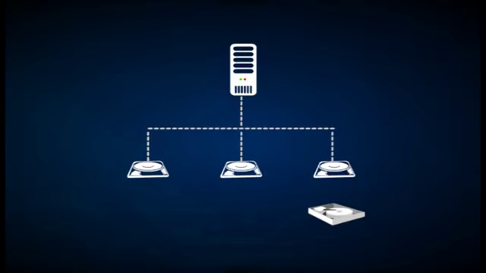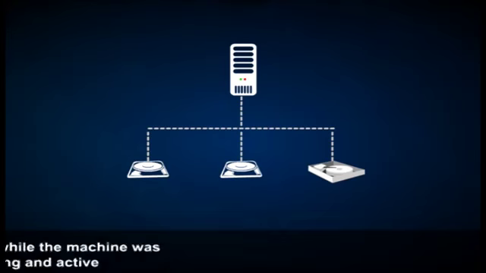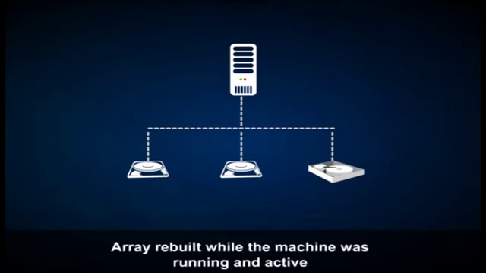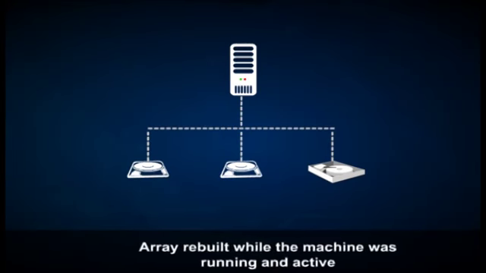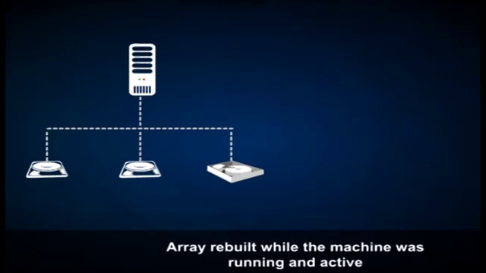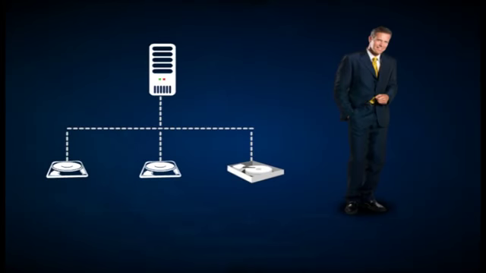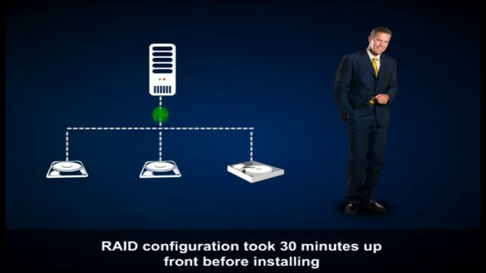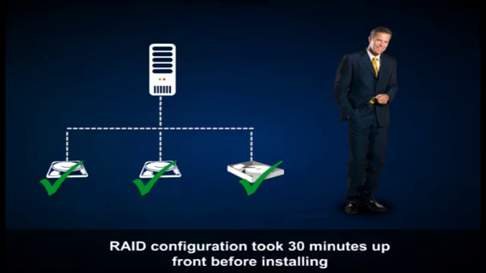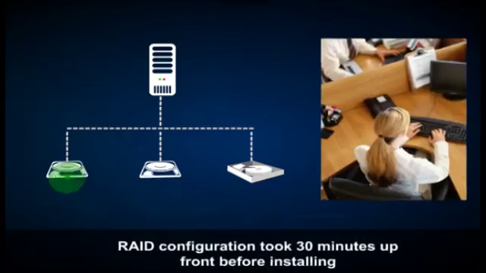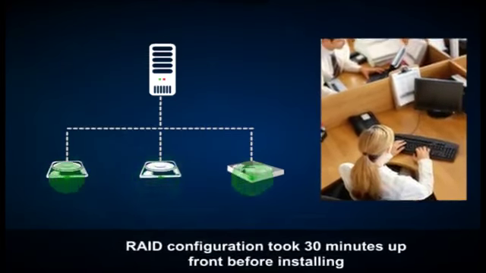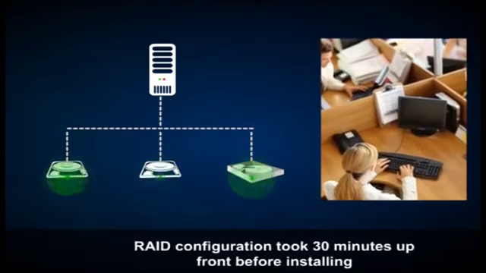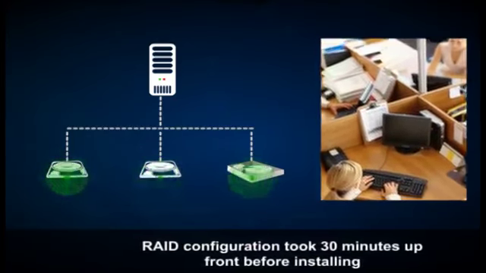Once we got the required drive, the old drive was pulled out while the machine was live and the replacement was installed. The RAID array was rebuilt while the machine was running and active. This was all done with very little assistance by me. The RAID configuration took about 30 minutes up front before installing the operating system. Within a few hours, while users were still connected, the array was functioning perfectly with almost no downtime.